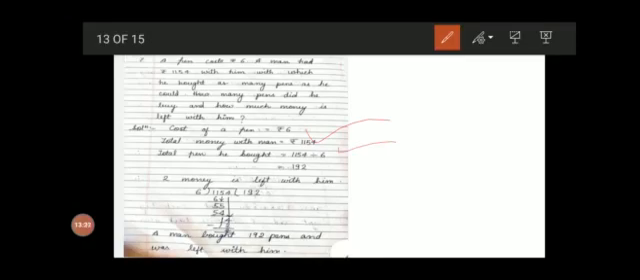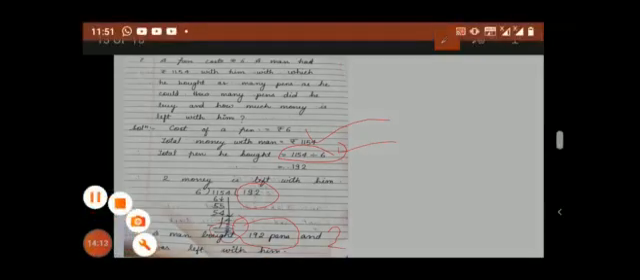1154 divided by 6. If we divide this number, we get here 192 as quotient and 2 will be the remainder. It means a man bought 192 pens and 2 rupees was left with him. Okay, it is clear to everyone. So how many pens he bought? With 1154 rupees, he bought 192 pens and 2 rupees was left with him. It is clear. Now move to the next question.